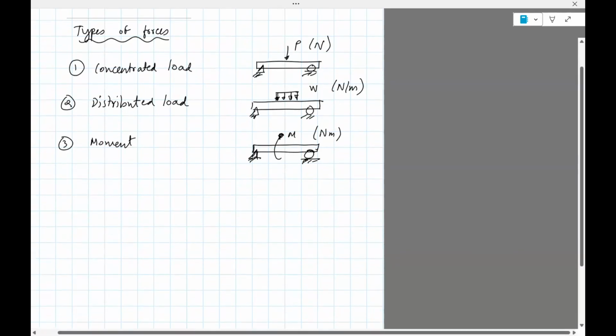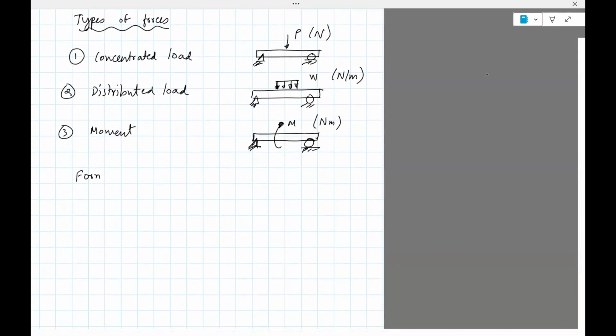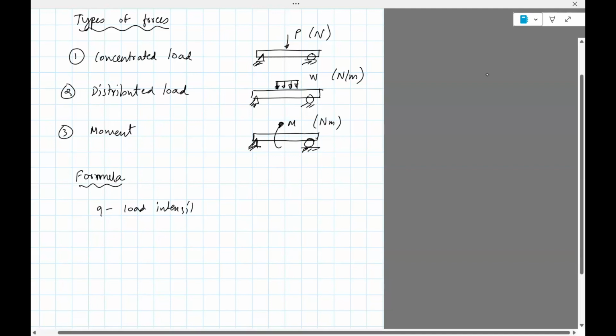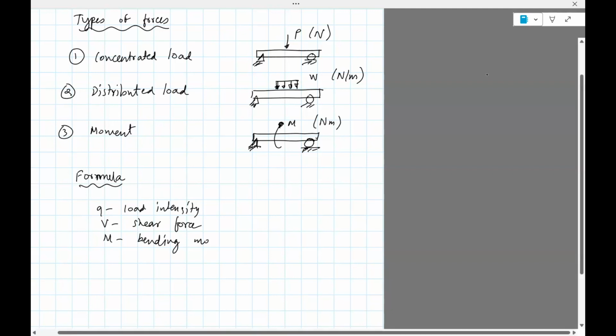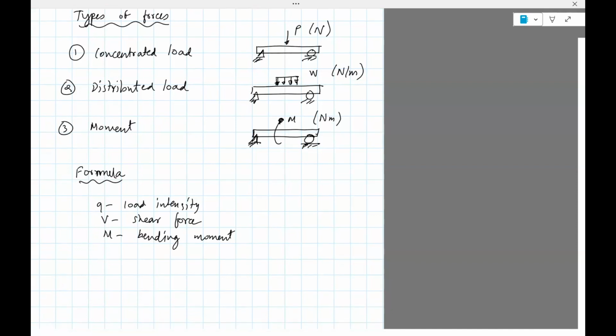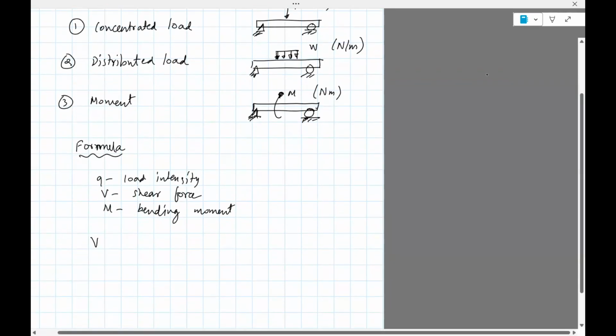Okay, here are some formulas. I won't get to the derivation, but they have probably been covered before in a course, maybe in statics. Q is load intensity. V is shear force. M is bending moment. Then the following is true.